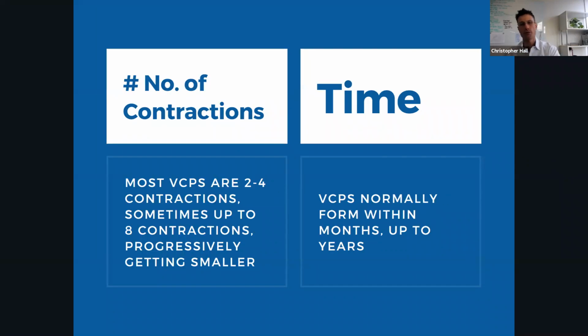We're still looking at the rules of thumb here, and we're looking at number of contractions. Now, most VCPs are 2 to 4 contractions. Sometimes it can be up to 8, but all along we want this to progressively be getting smaller. You want the largest drop to be furthest away, and then that tight congestion coming much closer to where we want to see that share price breakout. So VCPs normally form within months, but they can be up to years, like we saw with Woolworths. They are a rarer example.